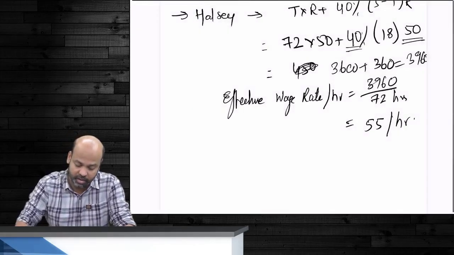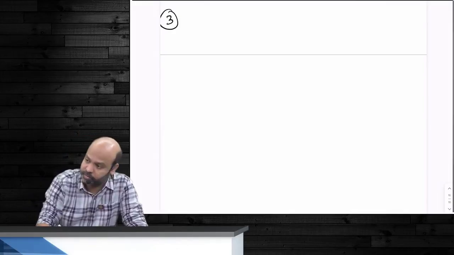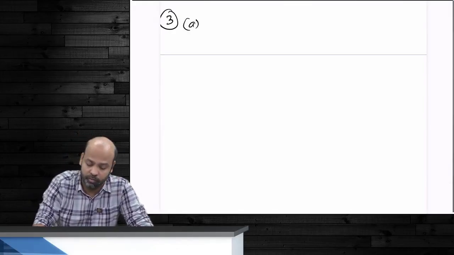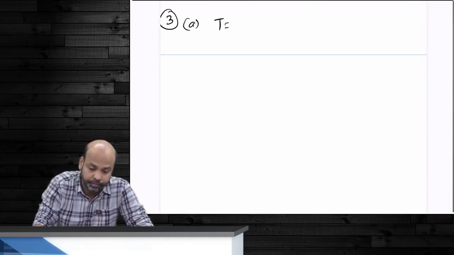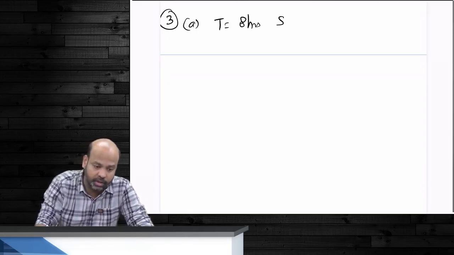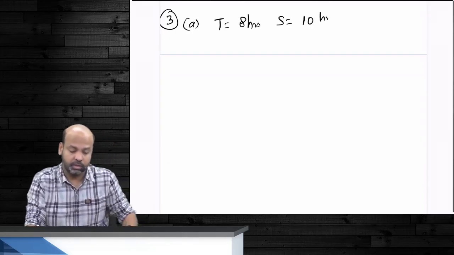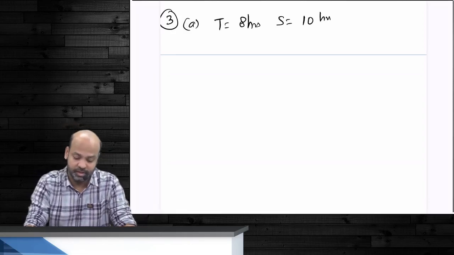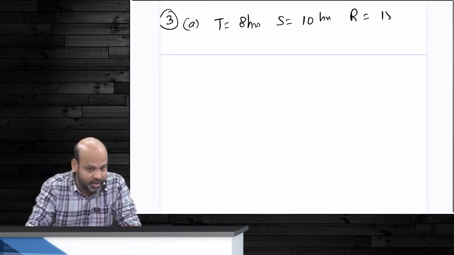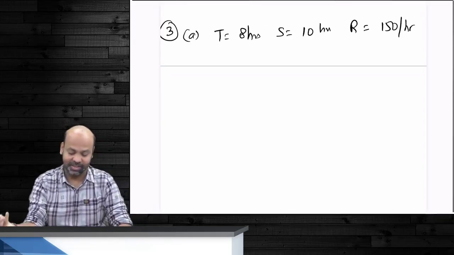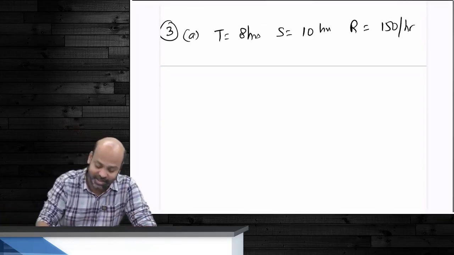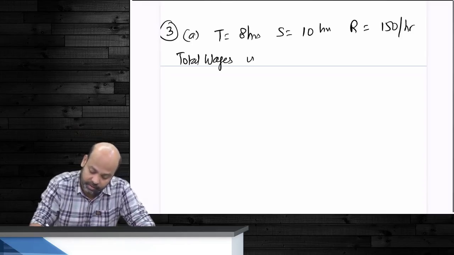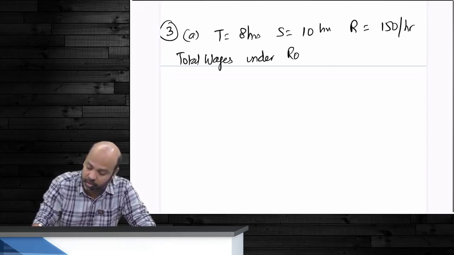Start, guys. Arrive at the total wages but under Rowan scheme. What is the actual time taken? 8 hours. Standard time. Rate per hour beta is how much? 150 rupees. You arrive at total wages beta under Rowan scheme. सबको फॉर्मूला याद है रोवन स्कीम का?